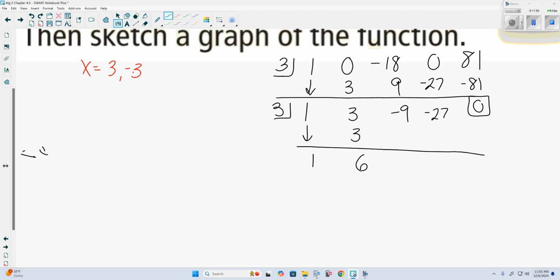6. 3 times 6 is 18. Negative 9 plus 18 is 9. 3 times 9 is positive 27. And negative 27 plus 27 is indeed 0. So we are able to see that 3 does show up twice. So we can add that to our solution set.